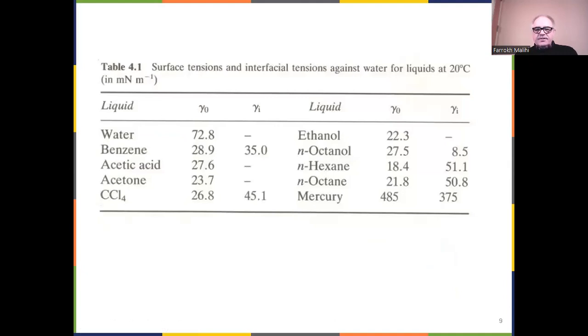Here are some surface tension values for different liquids. As you see, for water, surface tension is 72.8 millinewton per meter, or 72.8 dyne per centimeter. This is significantly higher than organic solvents like benzene, acetic acid, acetone, carbon tetrachloride, which are all in the 20 to 30 range. Ethanol is 22.3, and there are also some values shown here for interfacial tension.